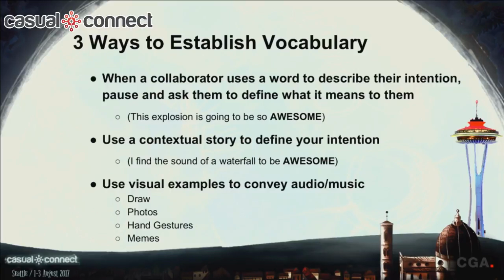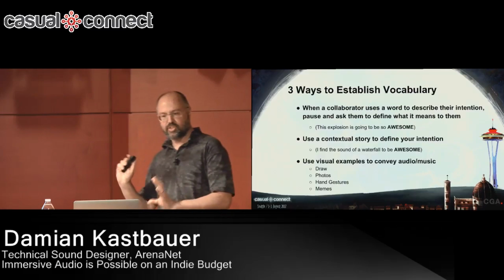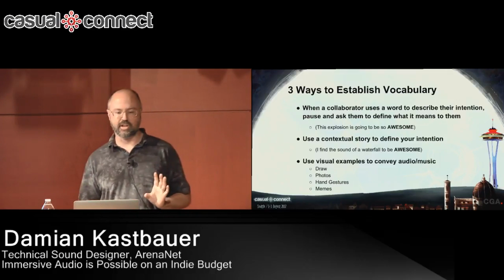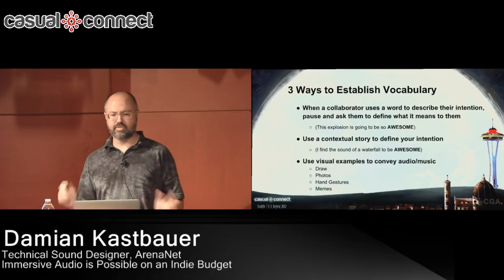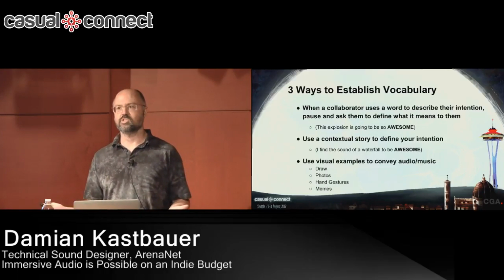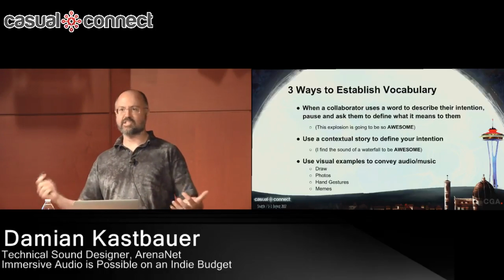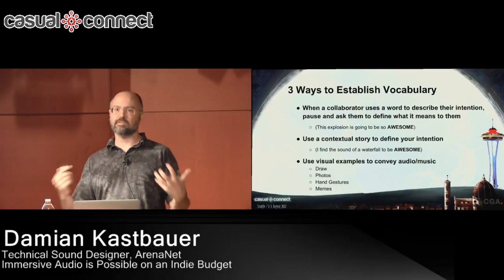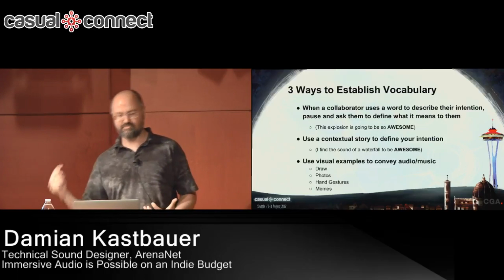When a collaborator uses a word to describe their intention, pause. Ask them to define what it means to them. "This explosion is going to be so awesome." Okay, what does awesome mean to you? Maybe we have that shared experience together. Let's find out. And then use a contextual story to define your intention. "Oh, actually, I found the sound of the waterfall to be awesome. So your explosion is going to sound as awesome as that waterfall felt to me." "Yeah, go for it. Totally."